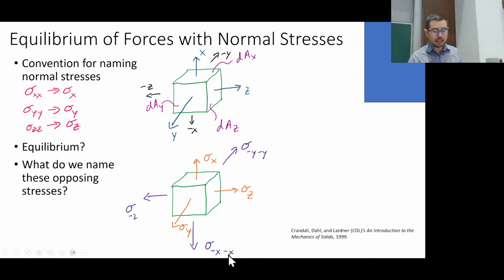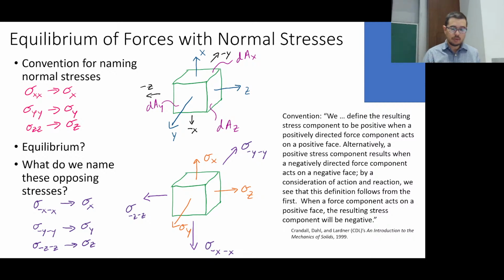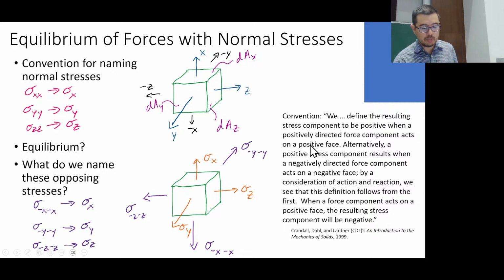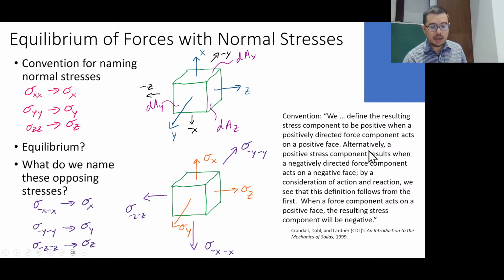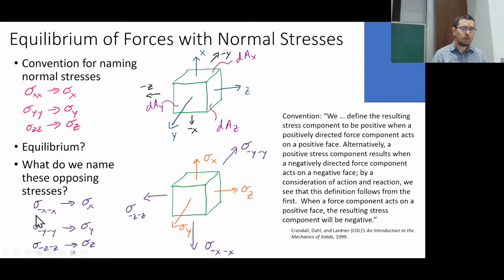If we want to get technical, this is a sigma minus x, so that's the minus x face, and that stress is acting in the minus x direction. This is a sigma minus y, this is a sigma minus z. And then there's this nice little thing. We define the resulting stress component to be positive when a positively directed force component acts on a positive face. Alternatively, a positive stress component results when a negatively directed force component acts on a negative face. By consideration of action and reaction, we see that the definition follows from the first. When a force component acts on a positive face, the resulting stress component will be negative. So what is that saying?